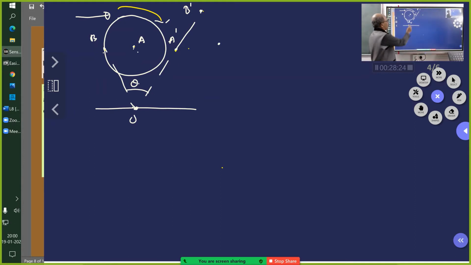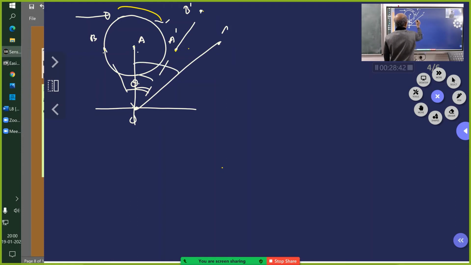Okay, supposing A dash is here, then B has gone to B dash, it has made angle theta, but then A will not make angle theta. So it is not possible. Or A can go to point A dash here, and this angle can also be theta. So it is not guaranteed that the angular displacement will be the same.